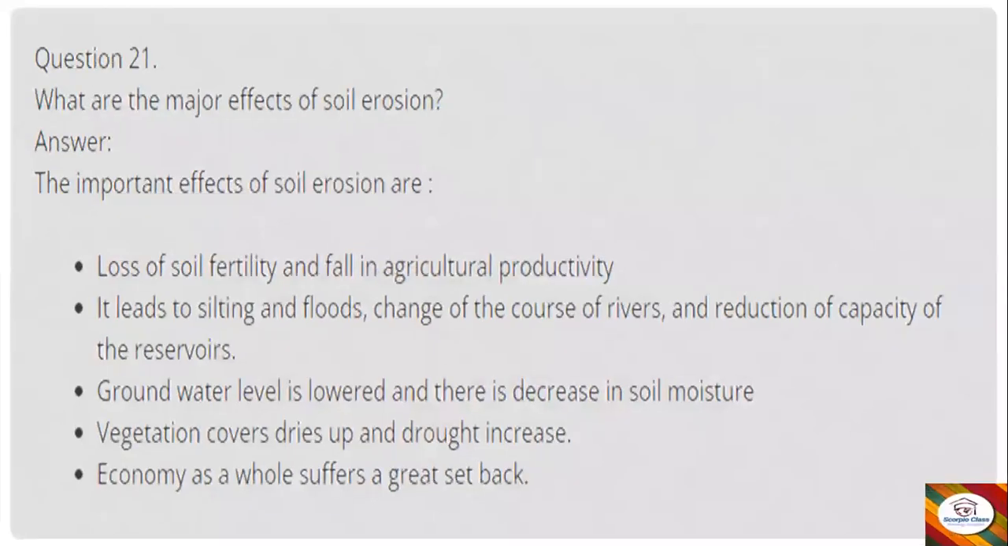Okay, next. Question number 21. What are the major effects of soil erosion? Answer: the important effects of soil erosion are loss of soil fertility and fall in agricultural productivity. It leads to silting and floods, change of the course of rivers, and reduction of capacity of the reservoirs. Groundwater level is lowered and there is decrease in soil moisture. Vegetation cover dries up and drought increases. Economy as a whole suffers a great setback. Okay, so these are the effects of soil erosion.